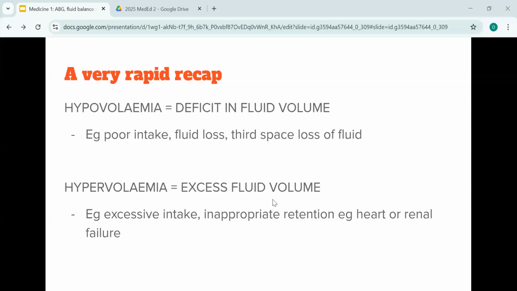So a very, very rapid recap. Hypovolemia is a deficit in fluid volume. So you need to think about poor intake, fluid loss, or third space loss of fluid, so different compartments in the body. Hypervolemia, excess fluid, so excessive intake or inappropriate retention due to chronic conditions.